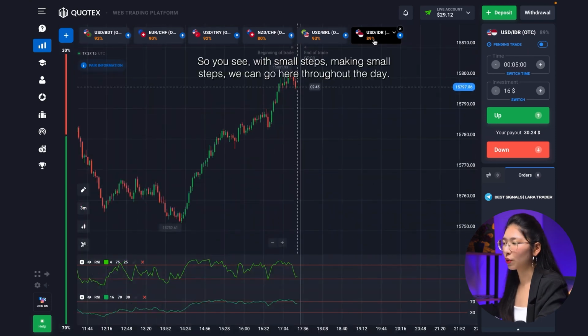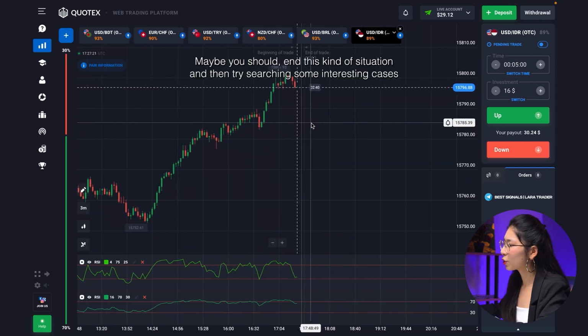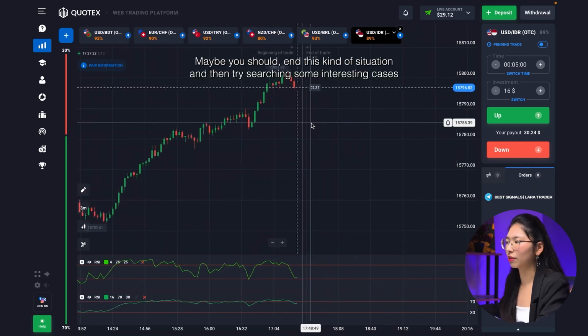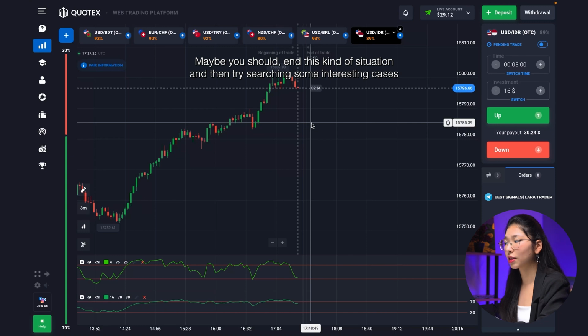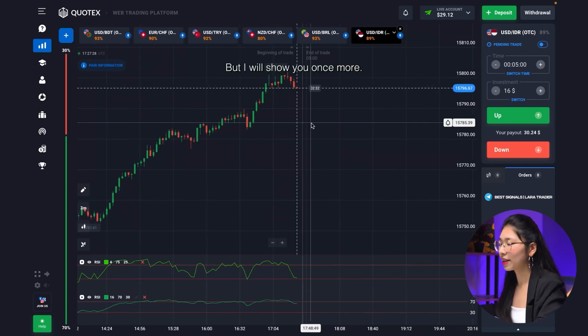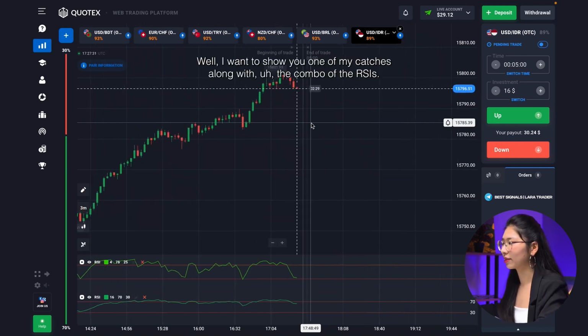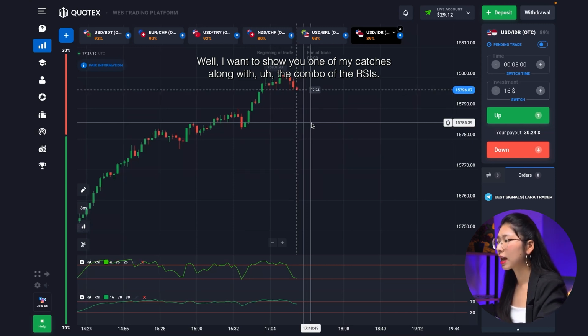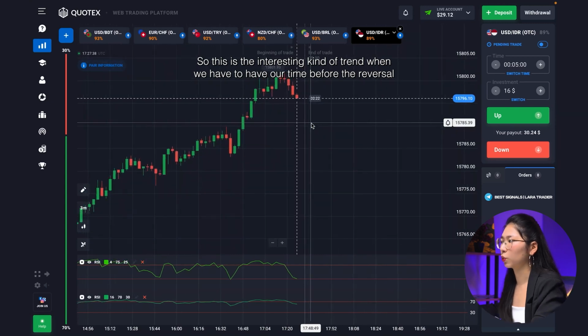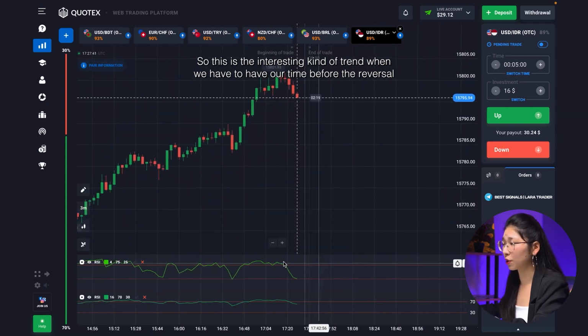You see, with small steps, making small steps, we can go here throughout the day. Maybe you should end this kind of situation and then try searching some interesting cases the other day. But I will show you once more. Well, I want to show you one of my catches along with the combo the RSIs. And this is interesting kind of trend when we have to have our time before the reversal is going to go.